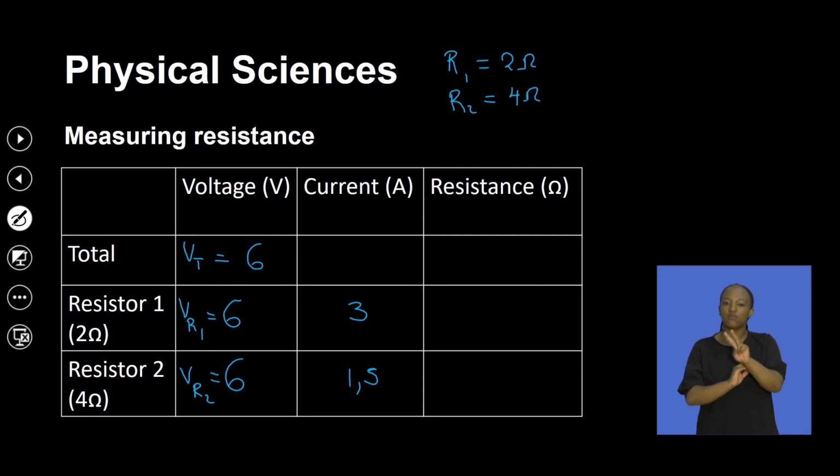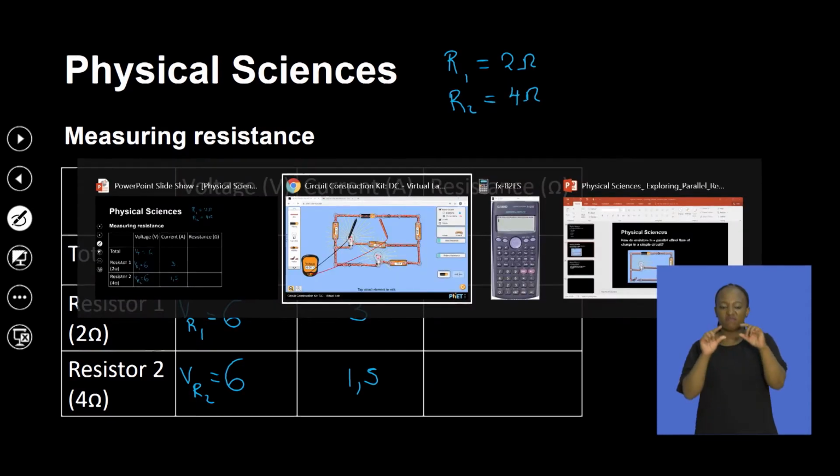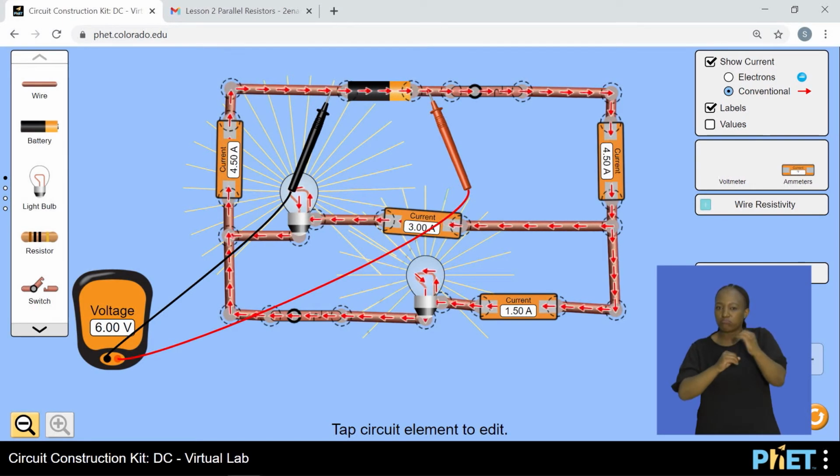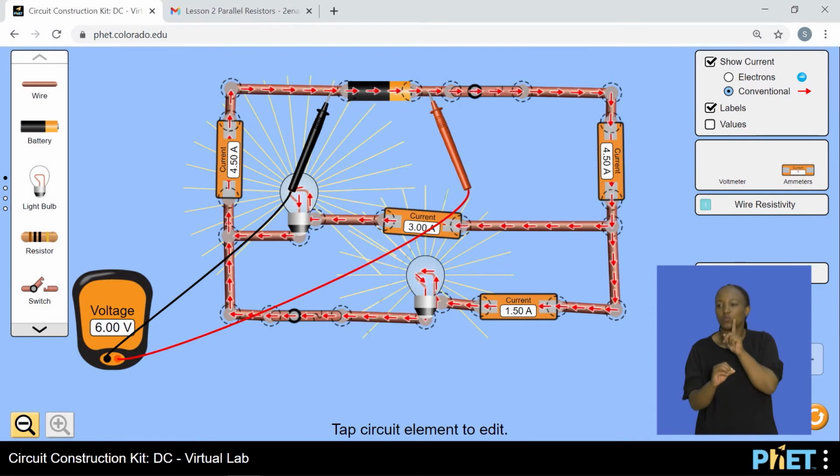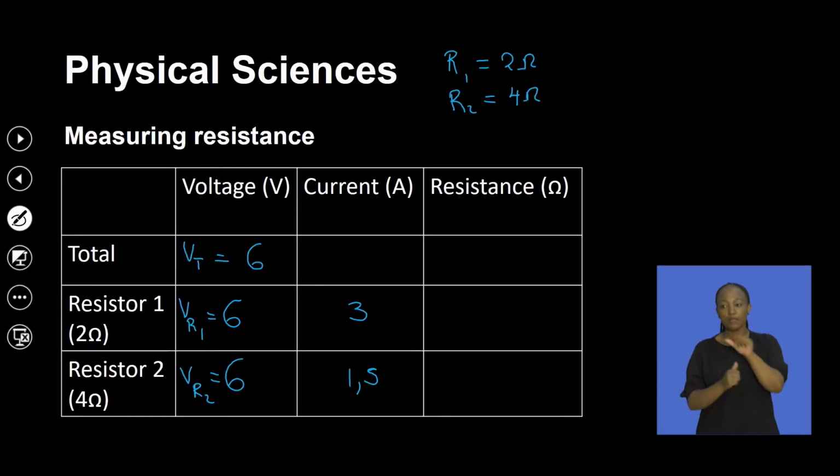Now, let's look at the main current through the battery. How much current passes through the battery in this circuit? The total current in the circuit that goes through the battery is 4.5 amperes. If you go back to that table, we get 4.5 amperes. So this is our main current. This is the current through R1, and this is the current through R2.